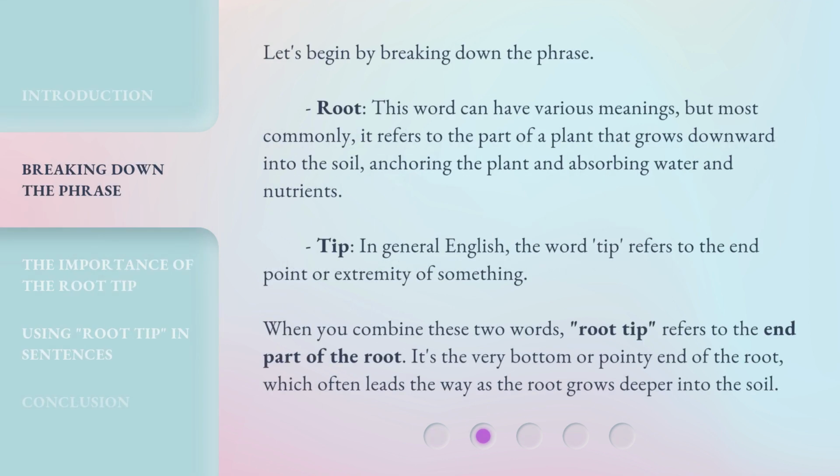Let's begin by breaking down the phrase, root. This word can have various meanings, but most commonly, it refers to the part of a plant that grows downward into the soil, anchoring the plant and absorbing water and nutrients. Tip. In general English, the word tip refers to the end point or extremity of something. When you combine these two words, root tip refers to the end part of the root. It's the very bottom or pointy end of the root, which often leads the way as the root grows deeper into the soil.